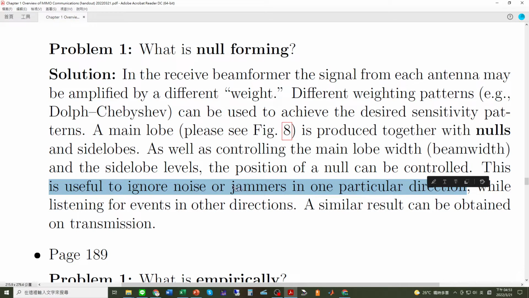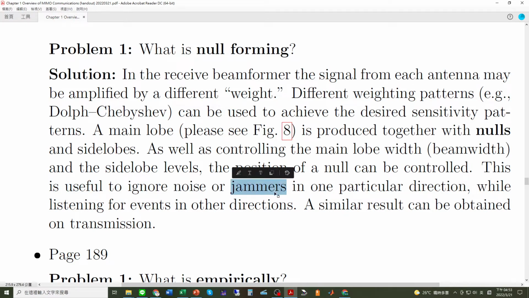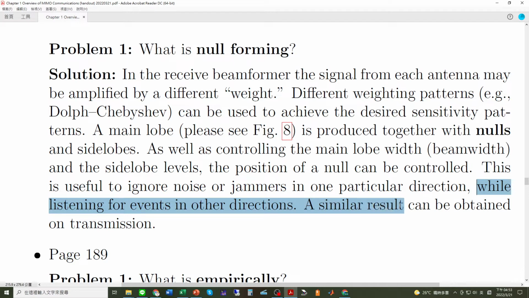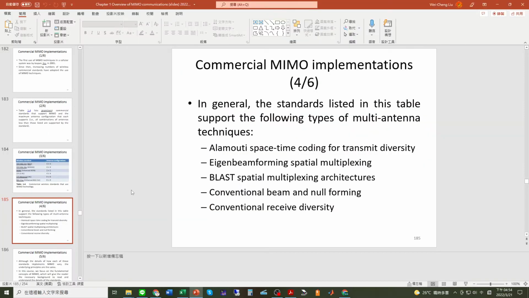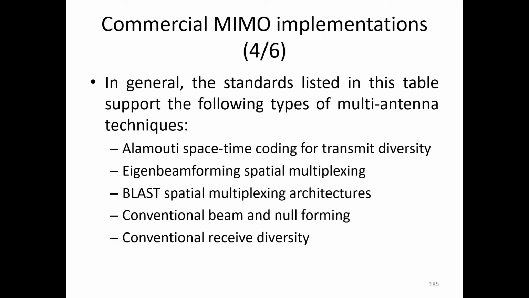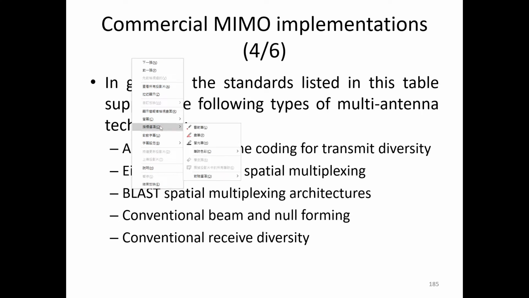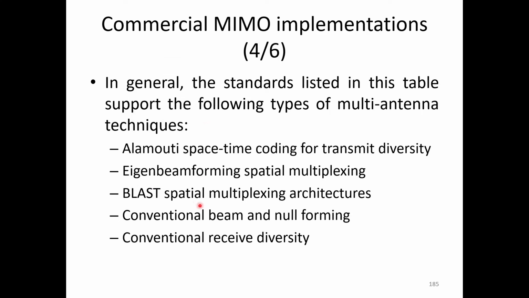Okay, what are jammers? There are interferers, while listening for events in other directions. A similar result can be obtained on transmission. Okay. So finally is the conventional receive diversity.